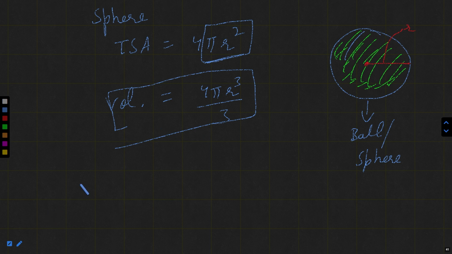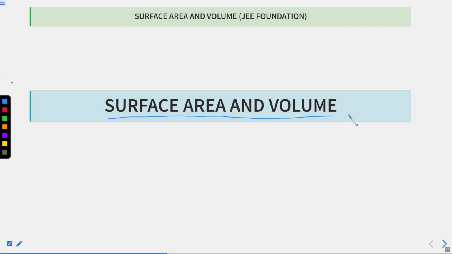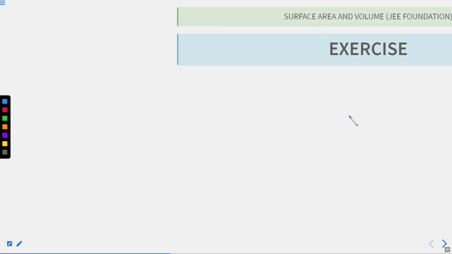So now let's move to questions, where we can apply our formulas and how we are going to apply our formulas. Let's see those approaches also. So let's see what our first question says.